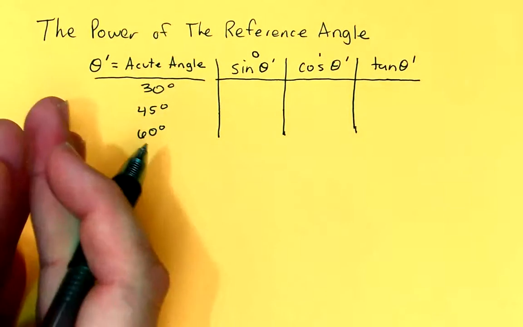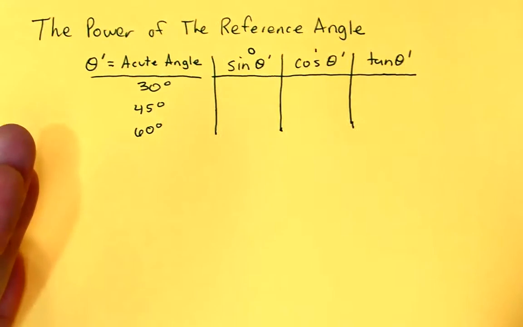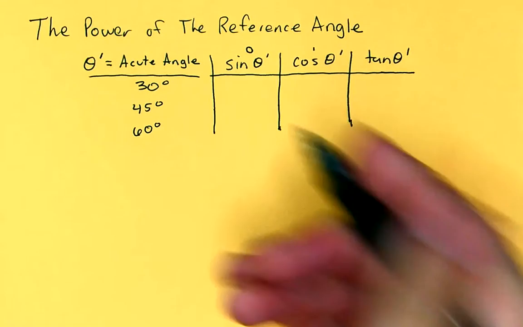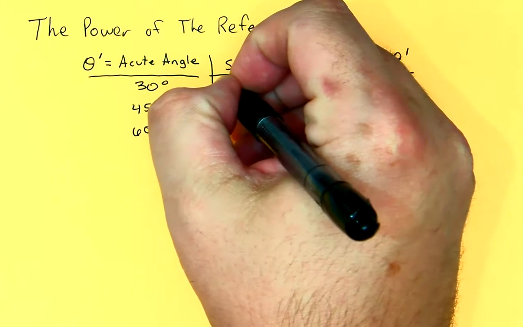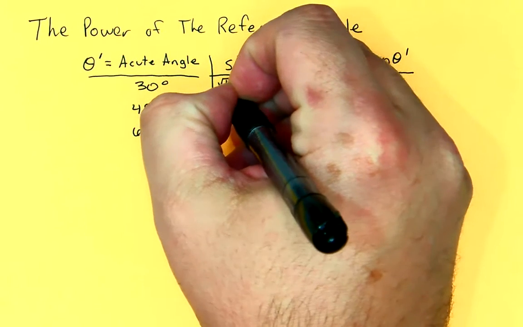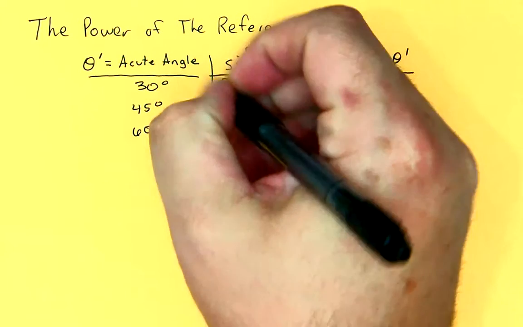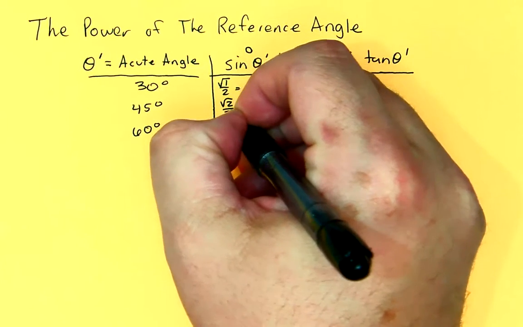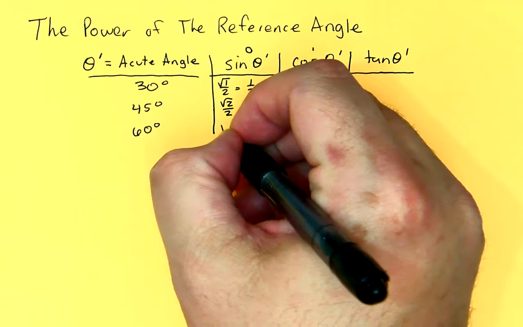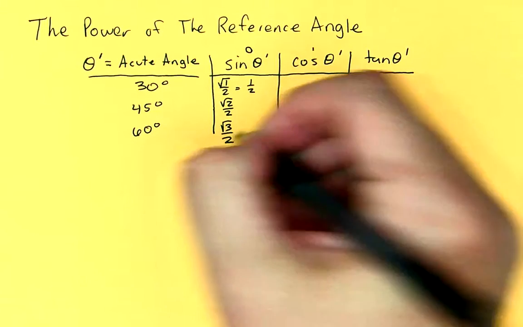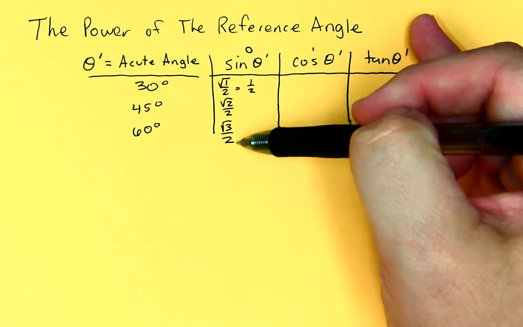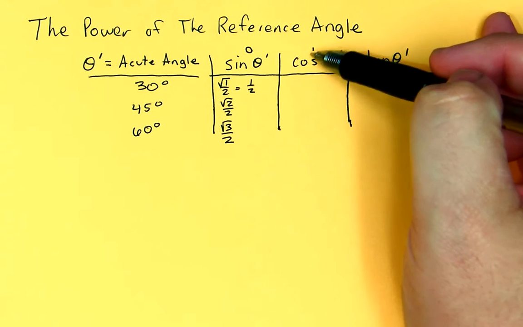Cosine starts at 1. And as we move through, remember the pattern that we see. It's square root of 1, square root of 2, square root of 3, square root of 4 as we move through 0, 30, 45, 60, 90. So for 30 degrees, it's the square root of 1 over 2, which is 1/2. For 45 degrees, it's the square root of 2 over 2. And for 60 degrees, it's the square root of 3 over 2. And that's because we start at 0 and we increase from 0 to 90.